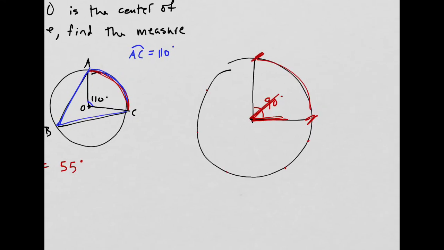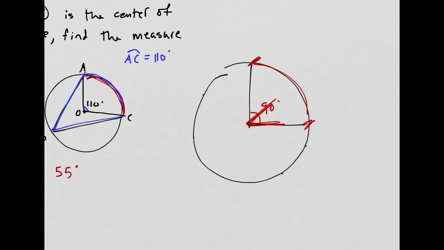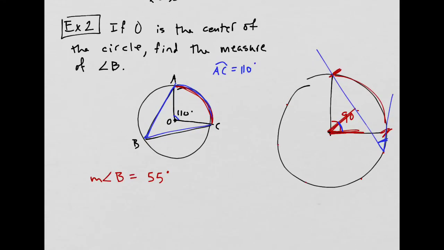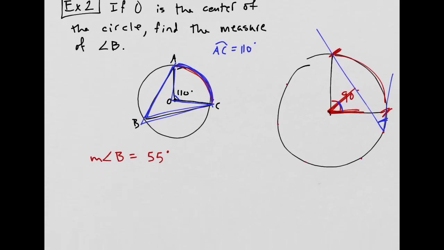So let's just skip to this one. This one's the weird one, but look at that. Look, the same. So hopefully you believe that theorem. If you have an arc, you find out the measure of the arc by finding the angle from the center. And then the inscribed angle is half of the measure of the arc. So that's example two, and I'm going to be done with this video. We're going to continue on later.